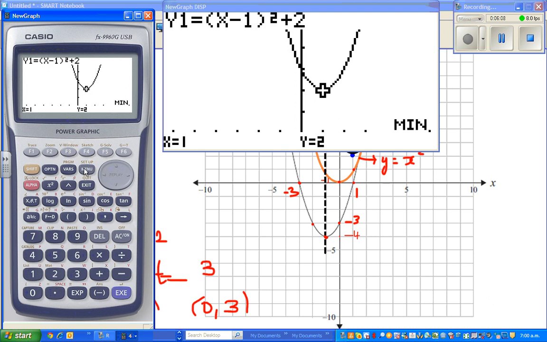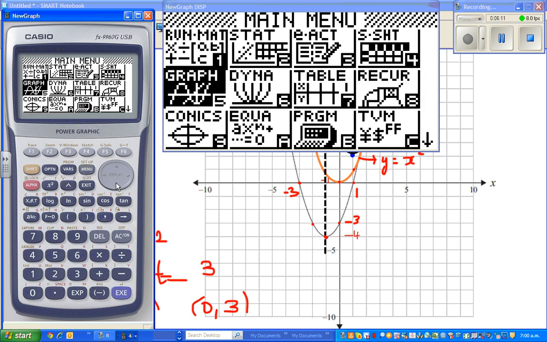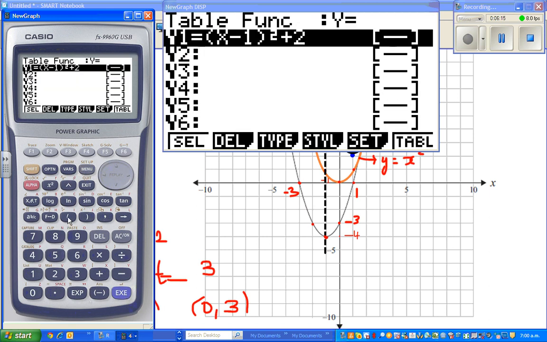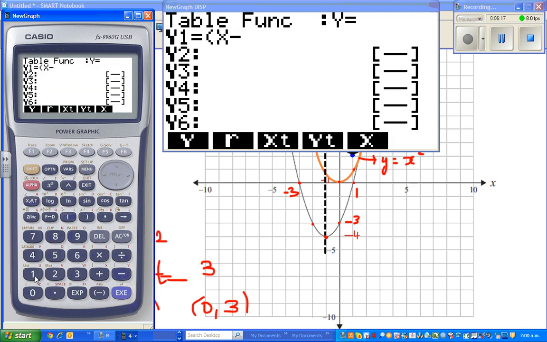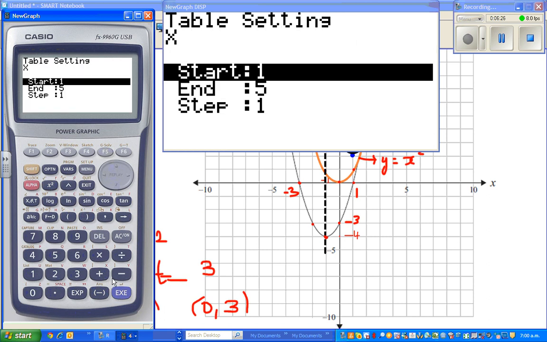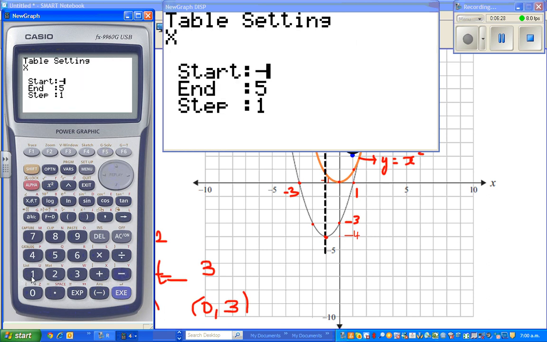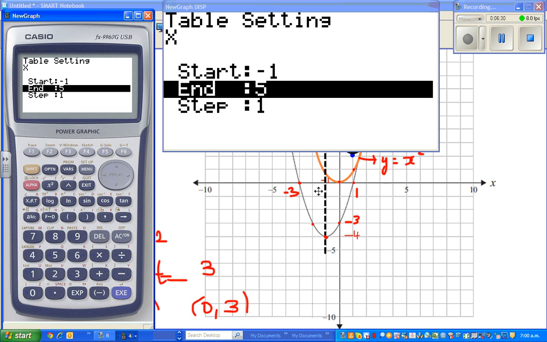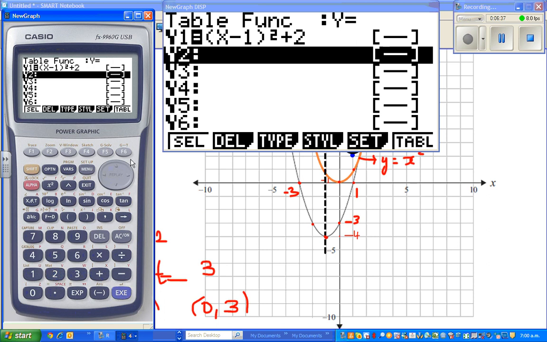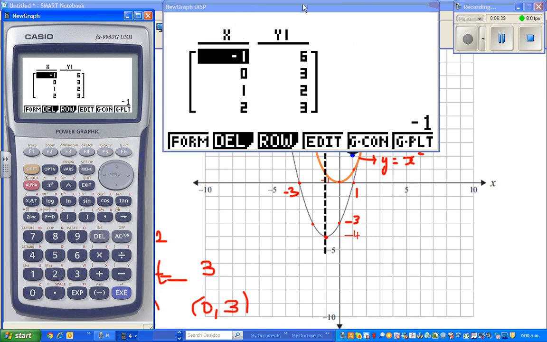If you want to see these points, you can also check this on the table menu. Let me type this again: (x minus 1) squared plus 2. I'll show you the points that I have plotted. I'm interested from negative 1 to 2, with a step of 1. Table. Let me show you these points.